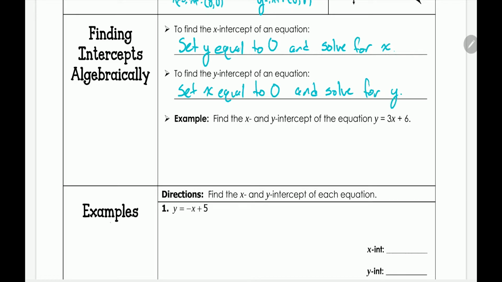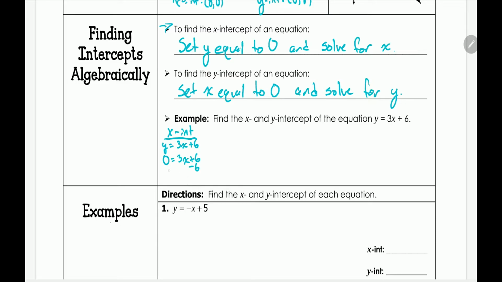Okay, so we're going to go through an example where we find the x and y intercepts of the equation y equals 3x plus 6. Let's try finding the x-intercept first. So we have y is equal to 3x plus 6. In order to find the x-intercept, we set y equal to 0 and solve for x. So let's change y into 0.